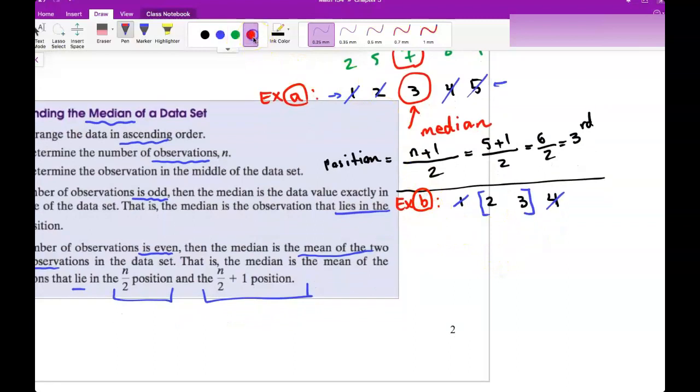To find the median, it is equal to adding these two, 2 plus 3, then divide by 2. So 5 divided by 2. So our median is between these two numbers, and that is 2.5.